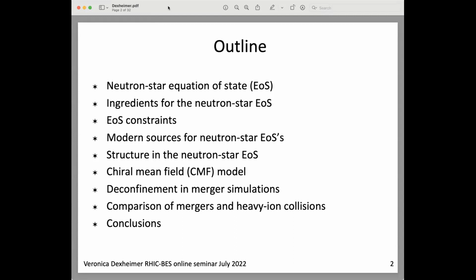I'll discuss possible signals for the confinement to quark matter in neutron star mergers, and finish with some comparisons between simulations of neutron star mergers and heavy ion collisions.